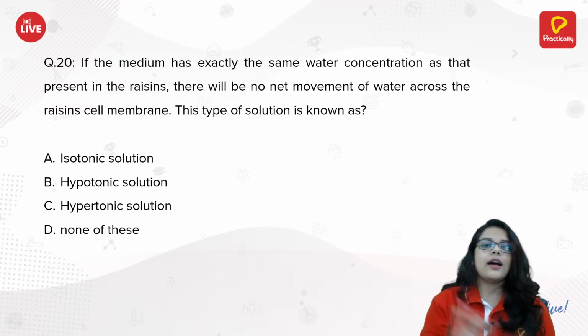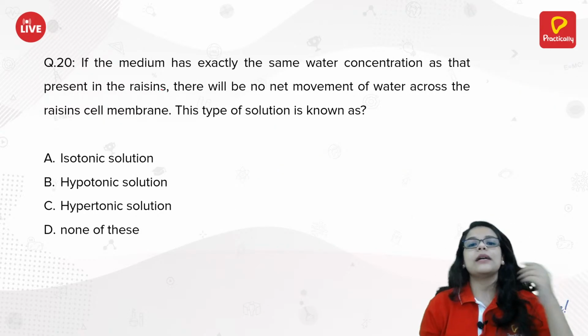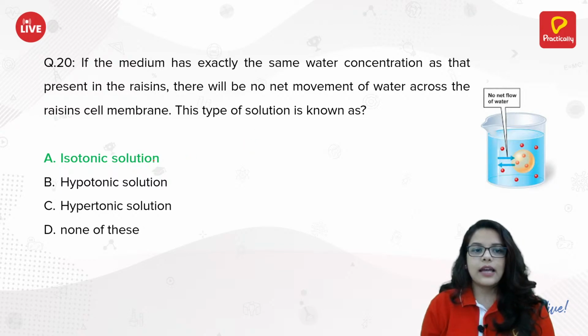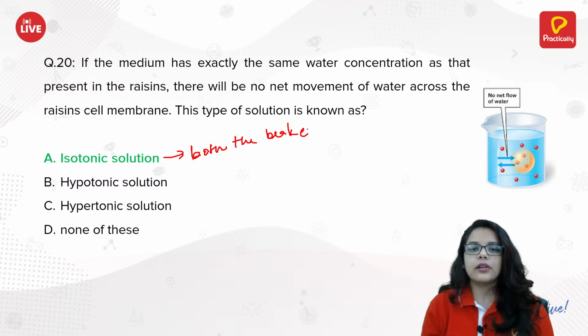Okay, last question. If the medium has exactly the same water concentration as that present in the raisins, there will be no net movement of water across the raisin cell membrane. So what is this solution known as? It is known as an isotonic solution. Both the beaker and the raisins have the same amount of water.